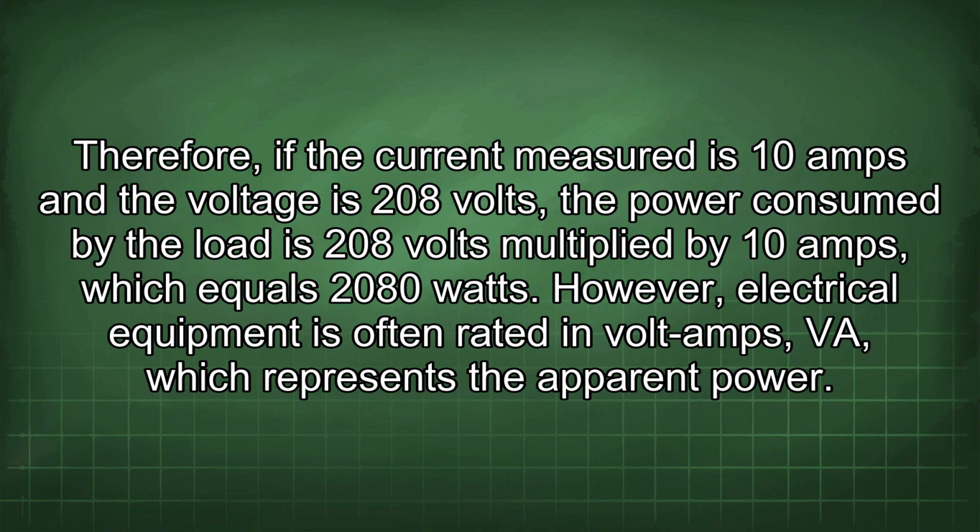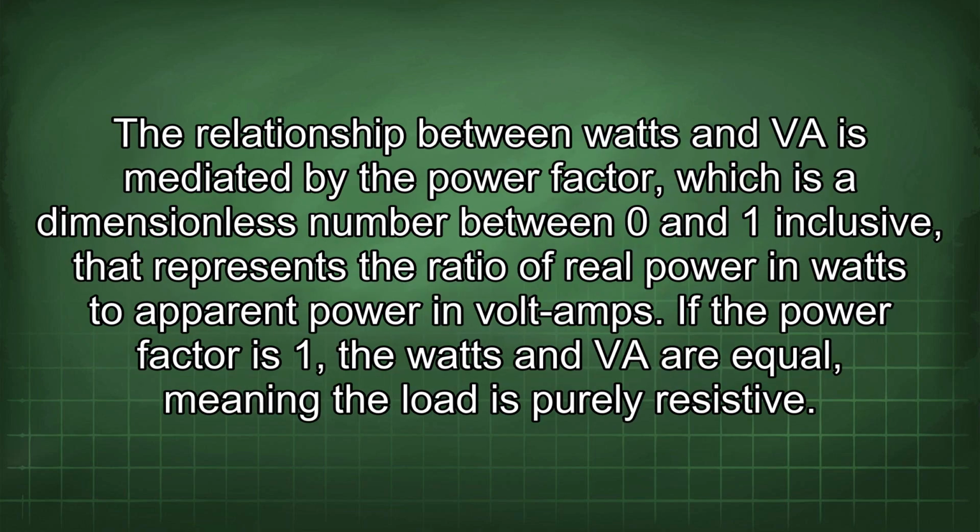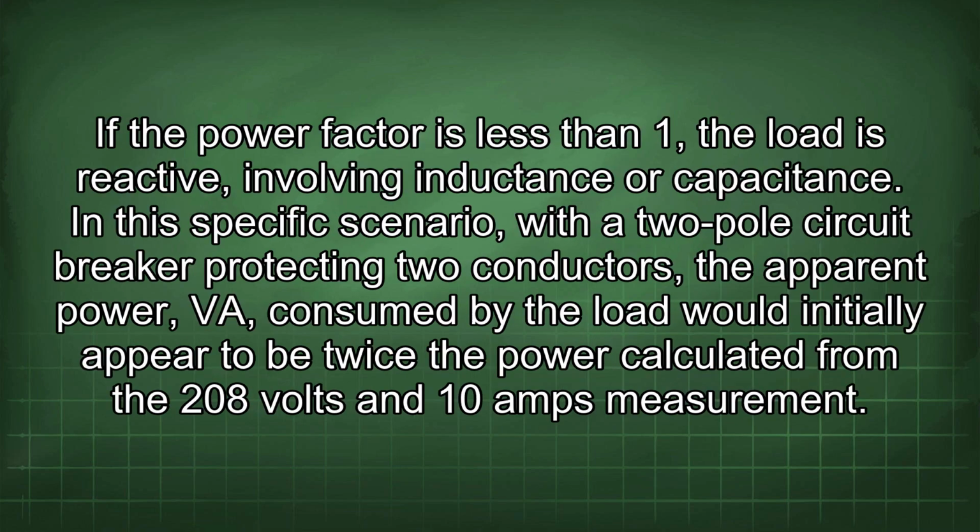However, electrical equipment is often rated in volt-amps, VA, which represents the apparent power. The relationship between watts and VA is mediated by the power factor, which is a dimensionless number between 0 and 1 inclusive that represents the ratio of real power in watts to apparent power in volt-amps. If the power factor is 1, the watts and VA are equal, meaning the load is purely resistive. If the power factor is less than 1, the load is reactive, involving inductance or capacitance.